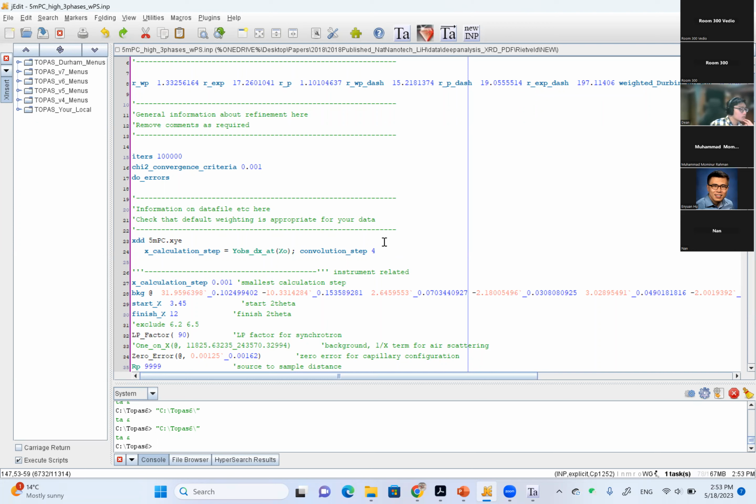The reason is, it's still correlated with other contributions, for example, strain. They still have a correlation. Okay. It's already reasonably separate, but still they have correlations. So it's not really a very accurate number to describe your crystalline size. Okay.